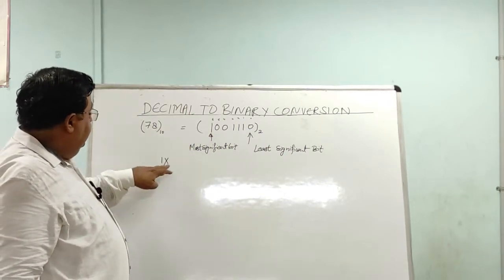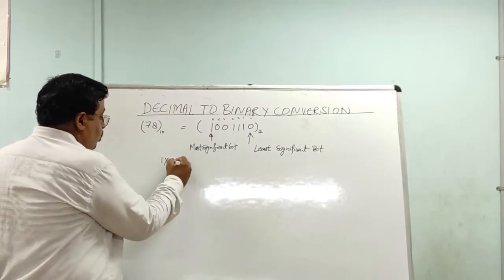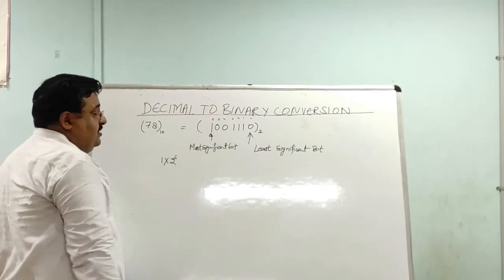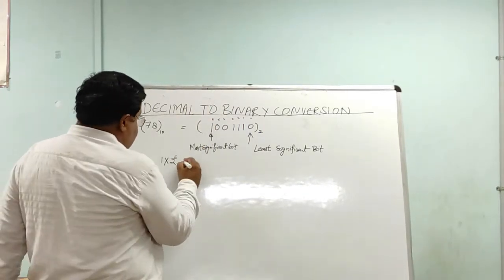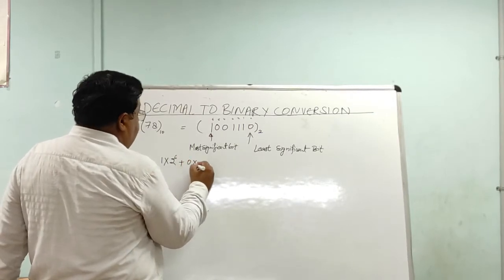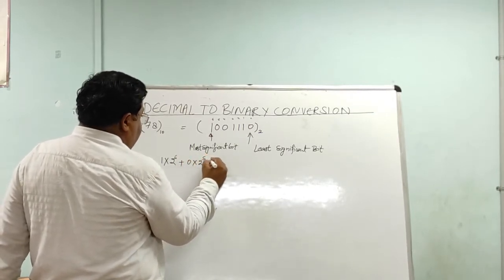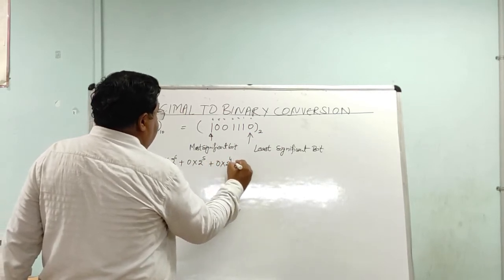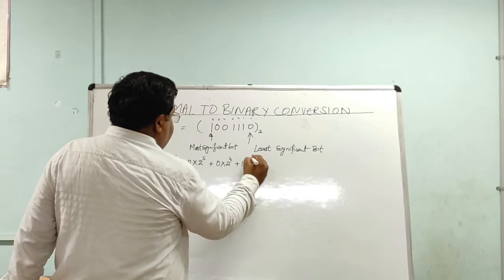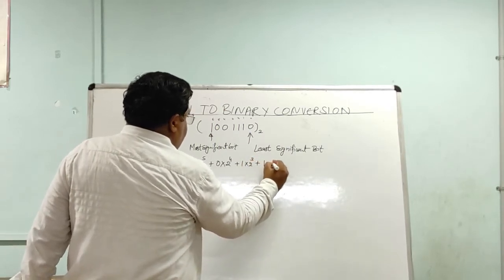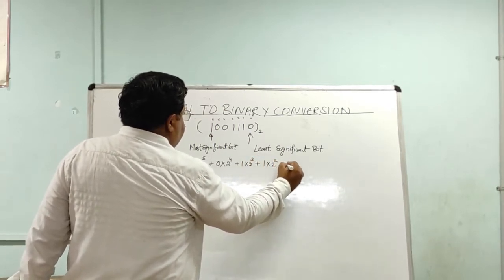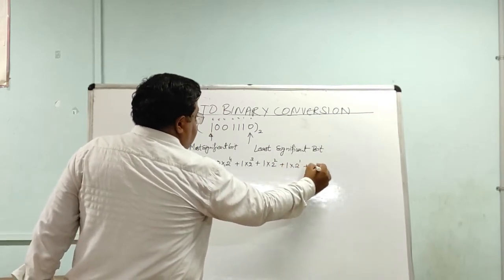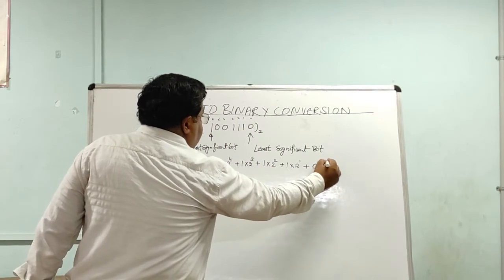So, 1 into 2 to the power of the number which I have written on the top, that is 6, plus 0 into 2 to the power 5 plus 0 into 2 to the power 4 plus 1 into 2 to the power 3 plus 1 into 2 to the power 2 plus 1 into 2 to the power 1 plus 0 into 2 to the power 0.